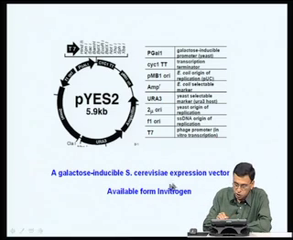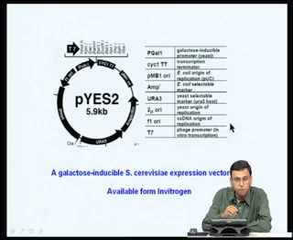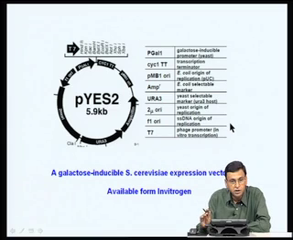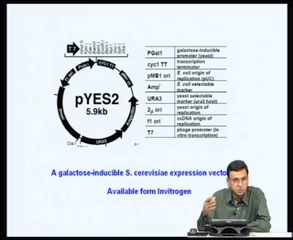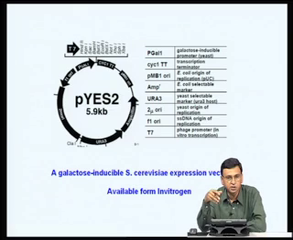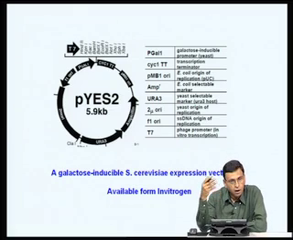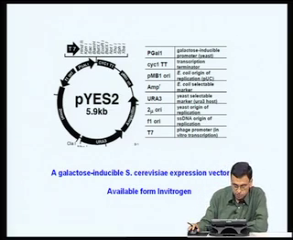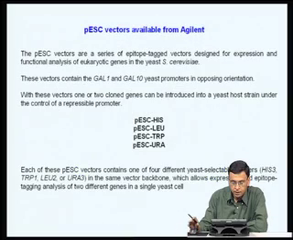So, this galactose inducible Saccharomyces expression vector is a very popular expression vector for inducing. It is a very popular inducible expression vector both for basic research as well as for producing a number of recombinant proteins. A number of other such vectors are also available.